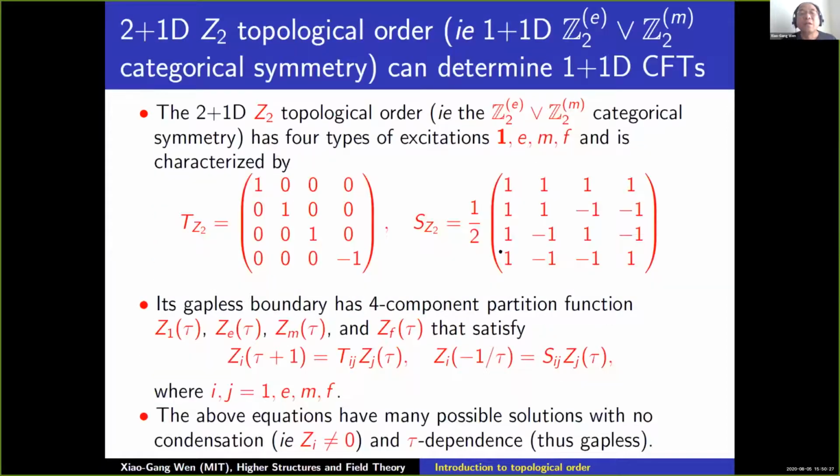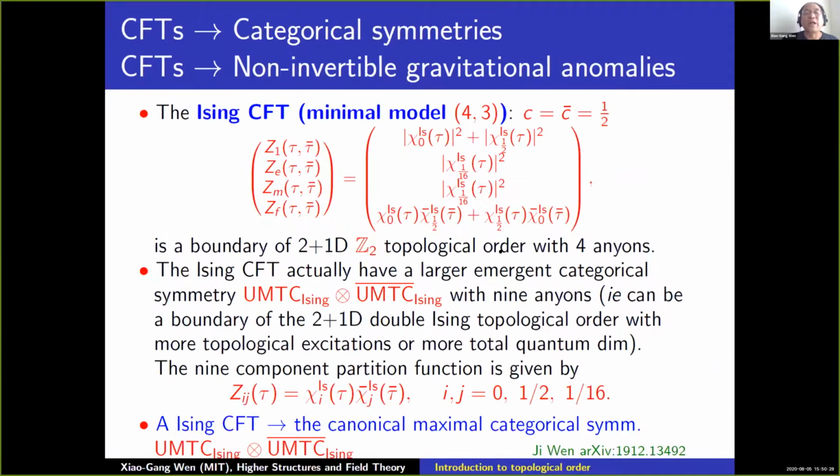Okay. So then we can ask what is the emergent categorical symmetry of this Ising CFT, this Ising CFT with the 4 components. Then obviously, as a simple answer, the emergent categorical symmetry is this Z2 topological order in 2 dimensions. However, we can ask, do we have an even larger emergent categorical symmetry?